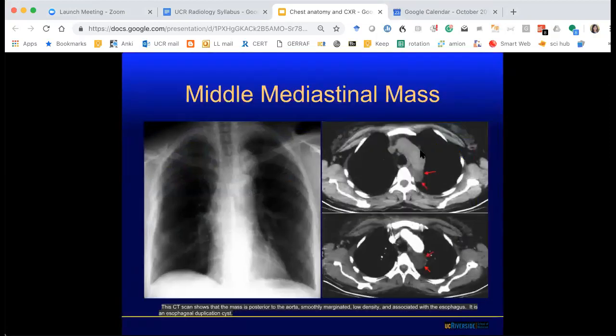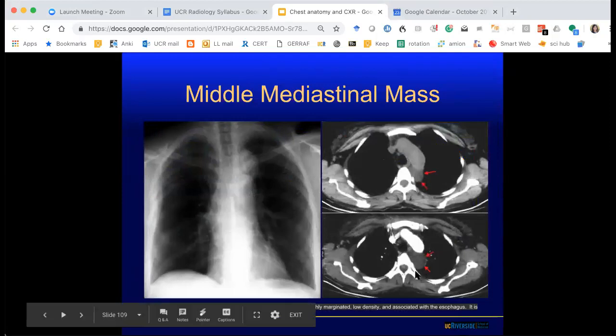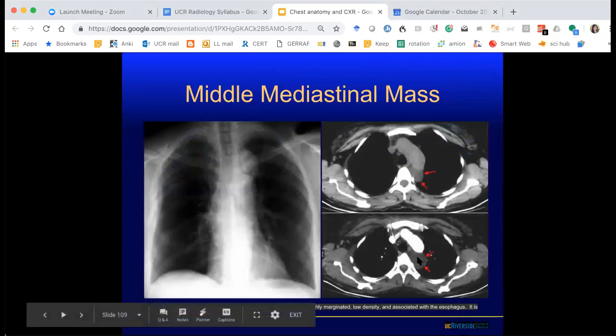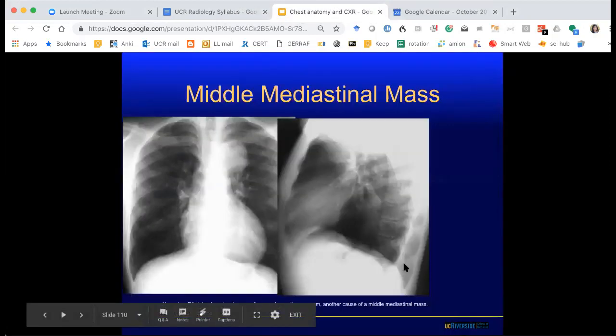So typically you have this fluid attenuating lesion. Because it's fluid, you're going to think along those lines, so maybe like a bronchogenic cyst. It doesn't look soft tissue-y. This is a contrast enhanced study because the aorta is bright, and we don't really see any enhancement. So it's probably a bronchogenic cyst.